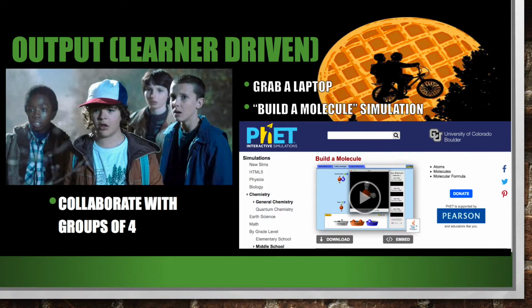Once students are finished listening to what their boring teacher has to say, they're going to go ahead and get into groups of 4 to collaborate in a simulation and written activity. The students are going to use a laptop to enter the PhET simulation from the University of Colorado Boulder website to build a molecule.